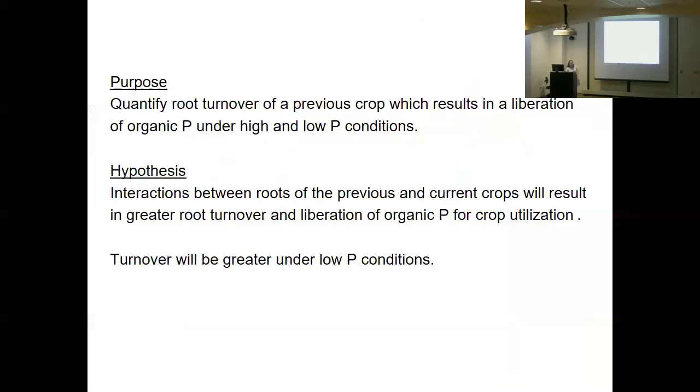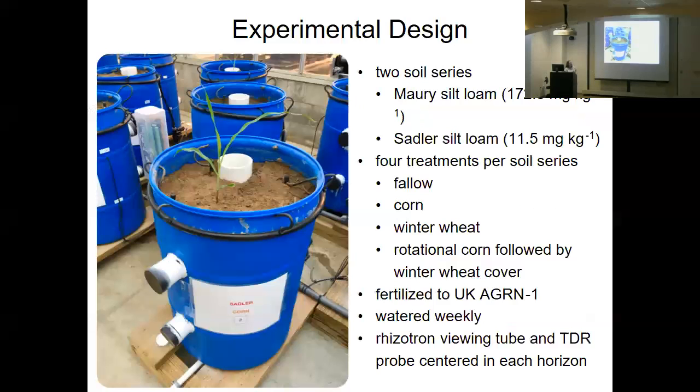So because there are so many roots left behind in agricultural systems, the purpose of our project is to quantify root turnover of a previous crop that will result in the liberation of organic phosphorus under either a low or high phosphorus condition. And we are hypothesizing that the interaction of roots between the previous and current crops will result in a greater root turnover and liberation of phosphorus. We are also hypothesizing that turnover will be greater under a lower phosphorus condition. And the way in which we have established those two phosphorus conditions is through the soil series that we selected.